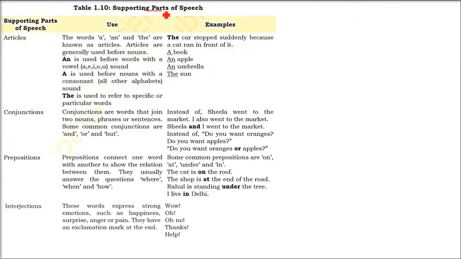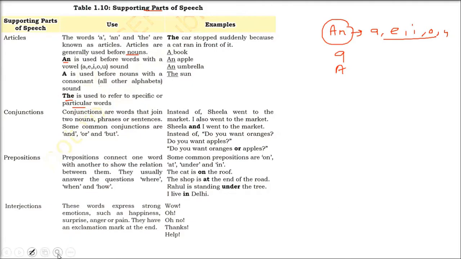Let me tell you about these. Supporting parts of speech. Articles are a, an and the. They are generally used before nouns. An is always used before a word starting with a, e, i, o, u, that is, a vowel. A, e, i, o, u are vowels in the English language. So whichever word does not start with a vowel, we will use a. An will always be used for vowels. The is used to refer to a specific or particular word.